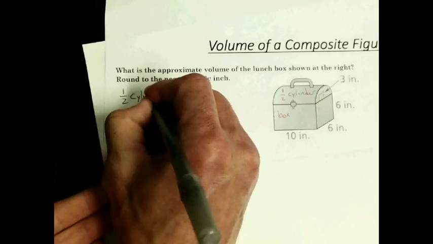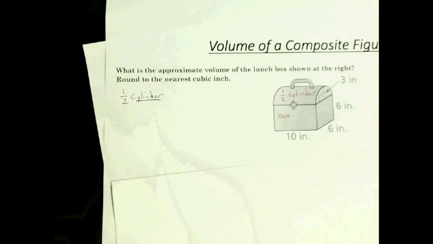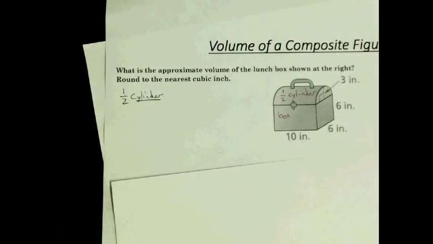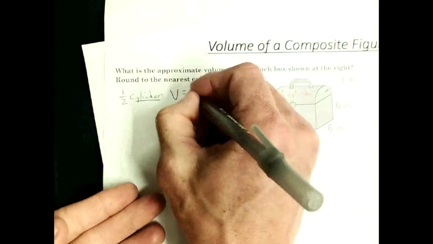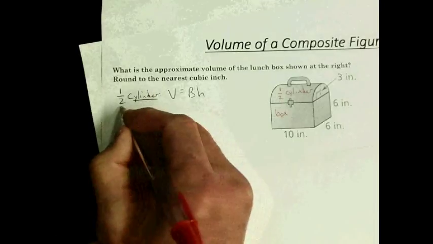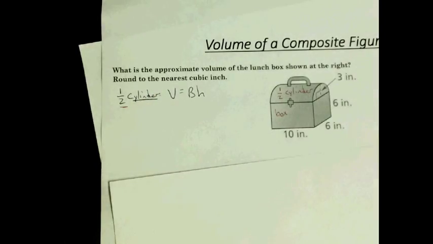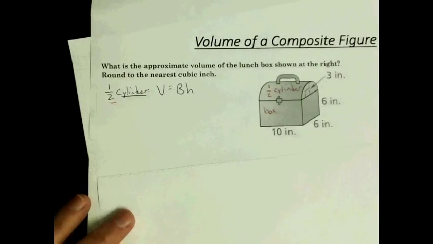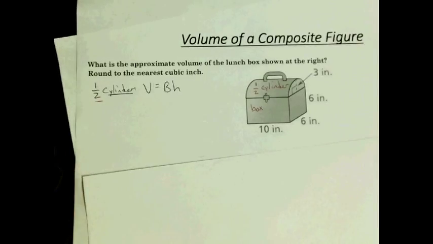So if we're going to look for half our cylinder, we're going to find the volume of the cylinder. Again, volume is equal to the area of the base times the height, and then we're going to end up cutting it in half. So we've got to be careful. Area of the base times the height, but we're going to cut it in half. So let's deal with that, shall we?